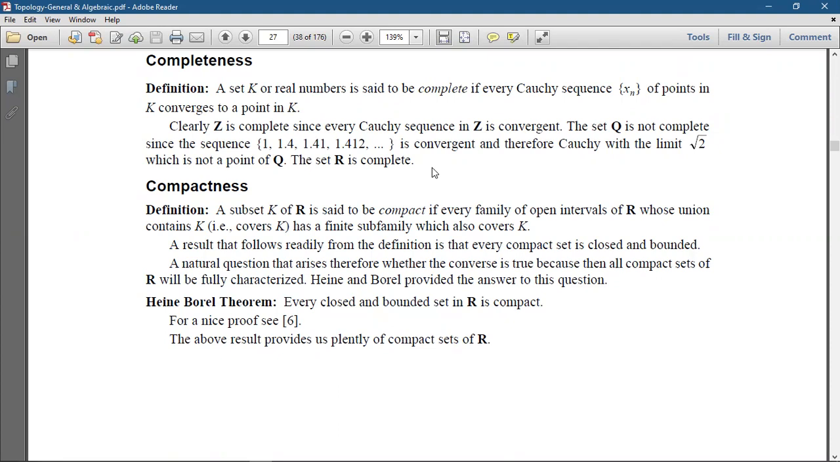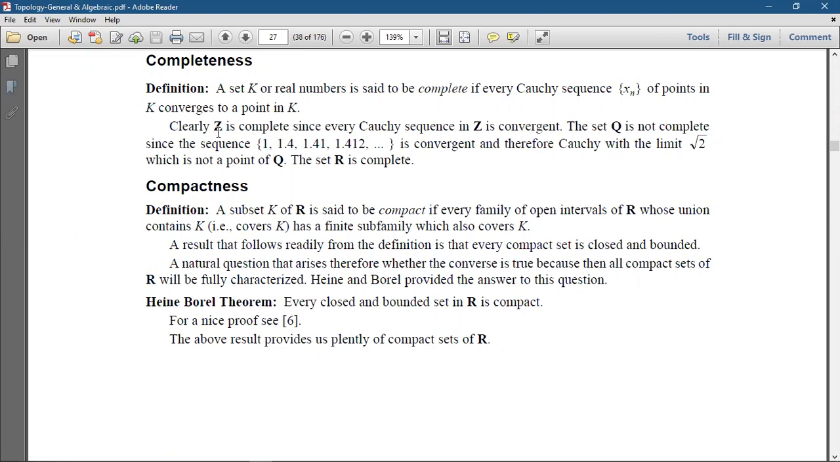Completeness: a set K of real numbers is said to be complete if every Cauchy sequence xn of points in K converges to a point in K. That means it has a limit point inside the set. For example, the set of integers is complete, the set of real numbers is complete, but the set of rational numbers is not complete.